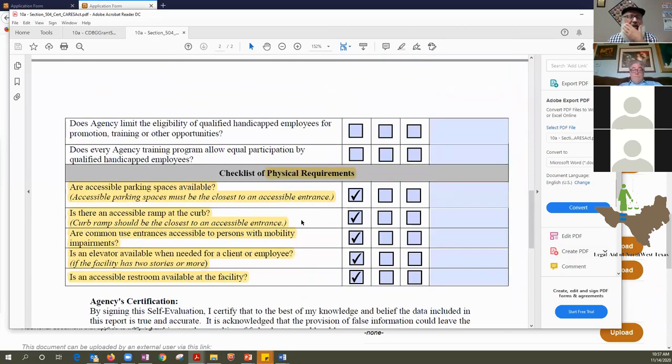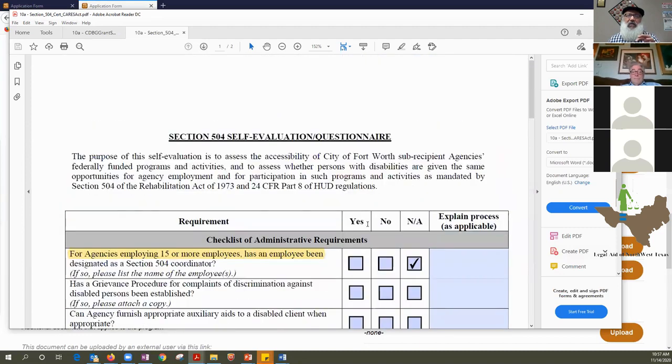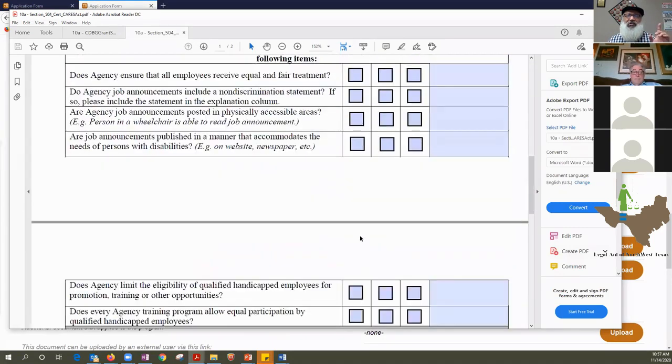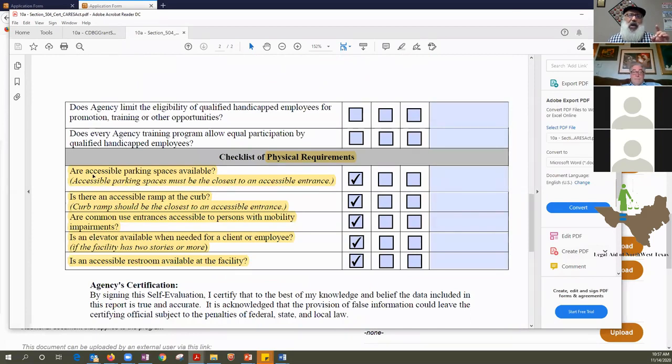But what we found, and Sam and I were discussing this form, is that if you have a site, and this doesn't apply to you because you don't have more than 15 employees, which most who are here don't, you need to consider that if you have a physical site, there are questions that you need to be up on, that the answers should all be yes. I put down that this doesn't apply, but for the purposes of instruction, if you have a physical site, you should be aware that you need to have accessible parking spaces available for individuals who cannot walk. So wheelchair accessibility. Is there an accessible ramp? Common use entrances accessible to persons with mobility impairment. This is all the same question.